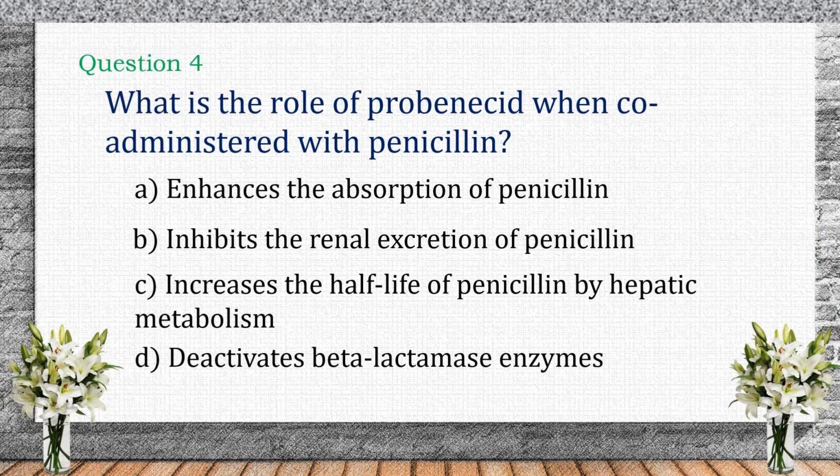Question 4. What is the role of probenecid when co-administered with penicillin? Correct answer, B. Inhibits the renal excretion of penicillin. Probenecid competes for renal tubular secretion, slowing the excretion of penicillin. This increases its concentration and prolongs its activity in the body.